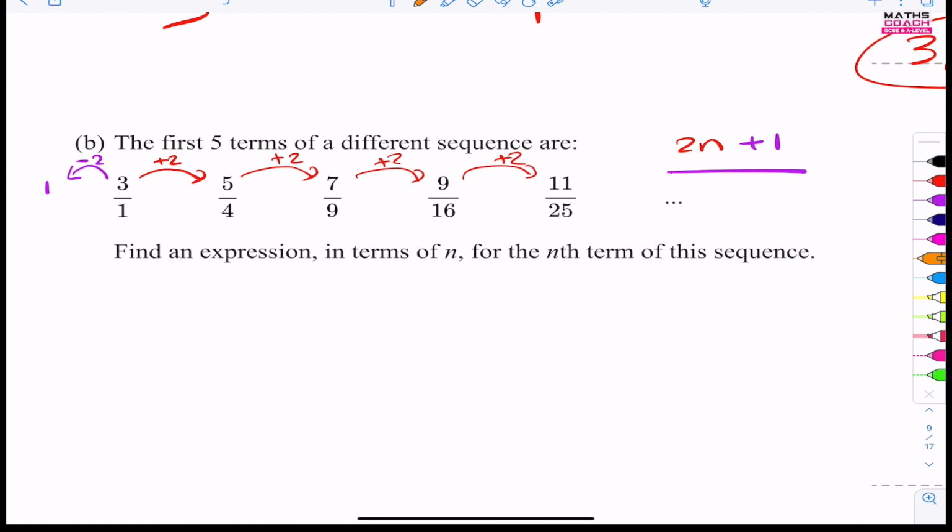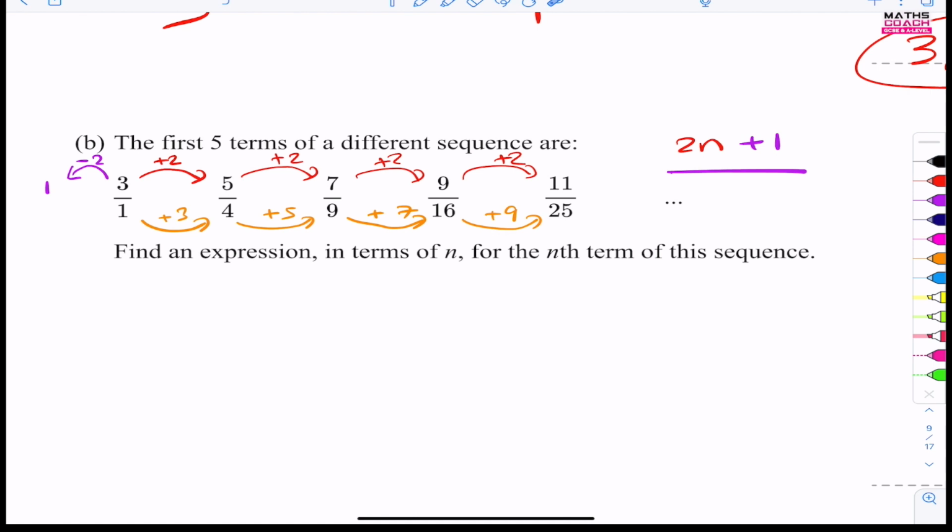Now we'll do the same thing for the bottom one. So 1 to 4, that gives us 3. 4 to 9, that gives us 5. So we can see straight away it's not going to be a linear sequence. Okay, let's continue doing it though. So 9 to 16, what does that give us? That gives us 7. 16 to 25, that gives us 9. So the bottom one appears not to be a linear sequence.